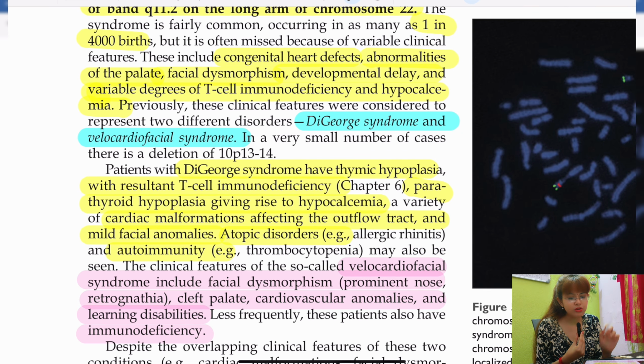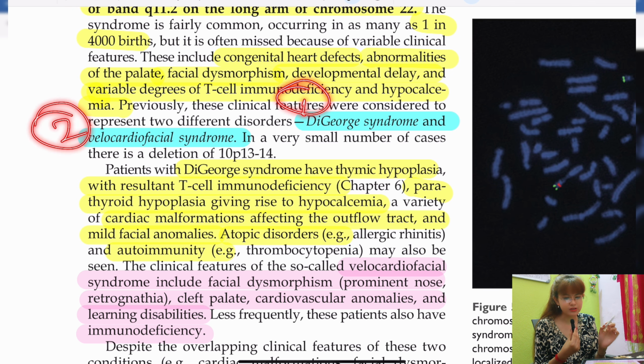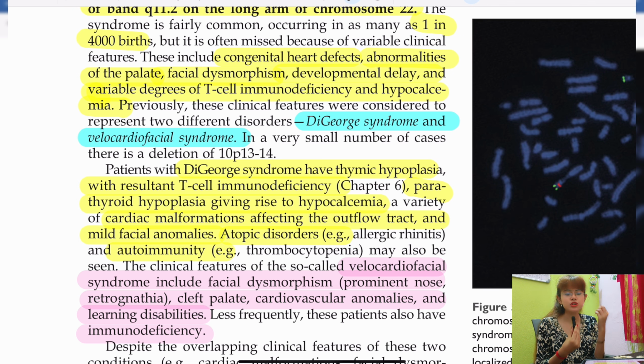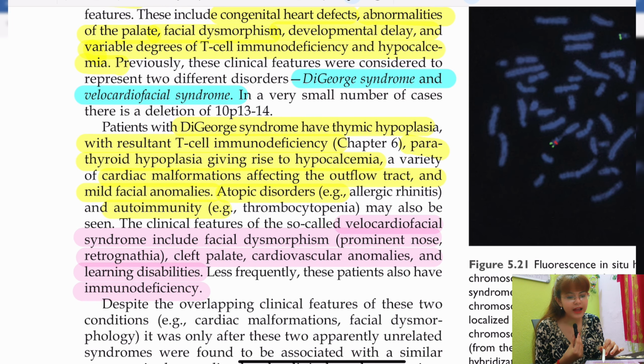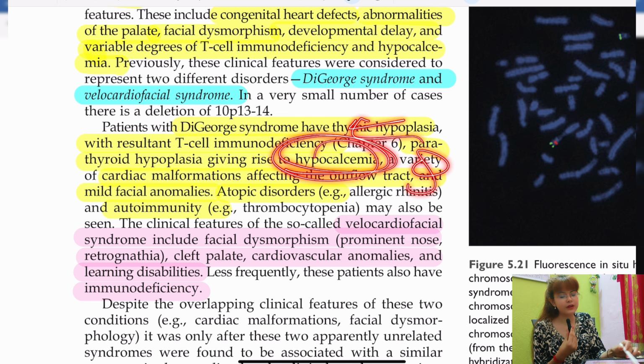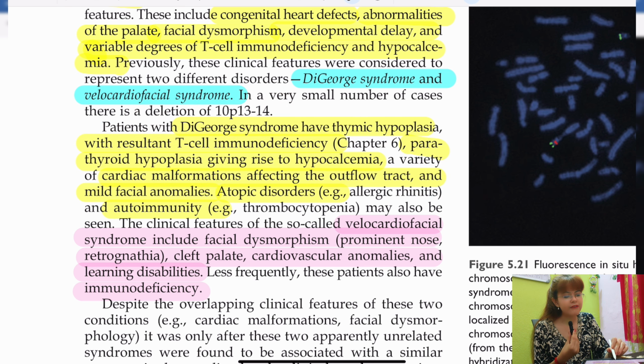Patients with, and these have two different disorders. Number one is DiGeorge, number two is velocardiofacial syndrome, although the kind of mutation happening is almost the same, and that is why they are put under the same category. The DiGeorge syndrome patients have thymic hypoplasia resulting in T cell immunodeficiency. Very important point. They have parathyroid hypoplasia giving rise to hypocalcemia. Very important point. They have cardiac malformations affecting the outflow tract and mild facial anomalies. They have atopic disorders, and they also have problems in autoimmunity.